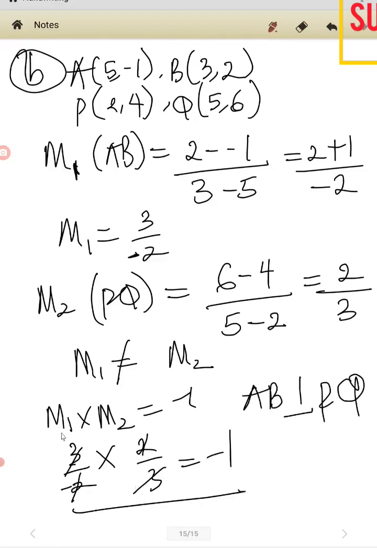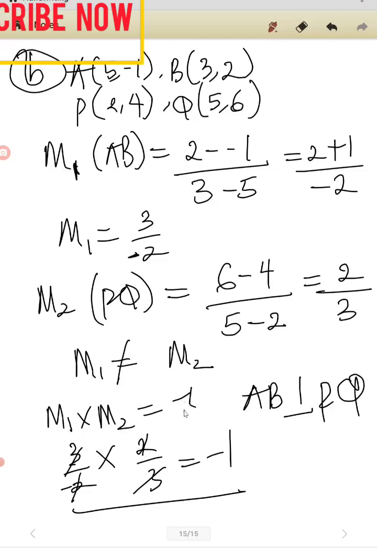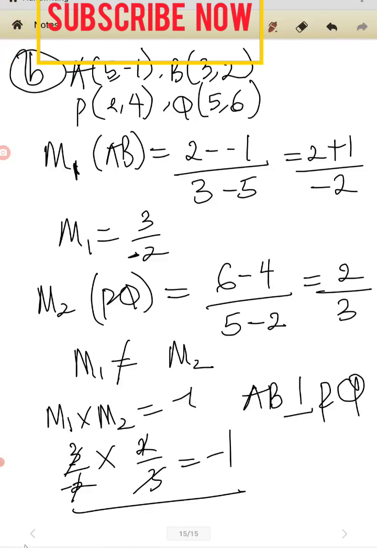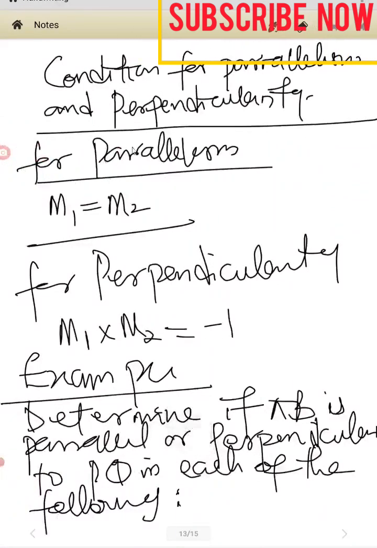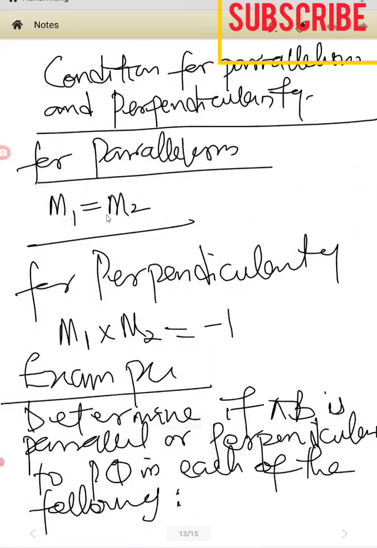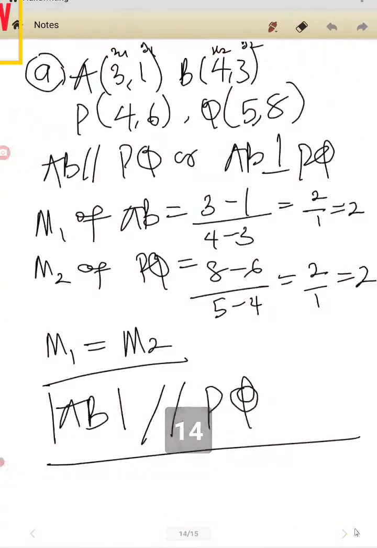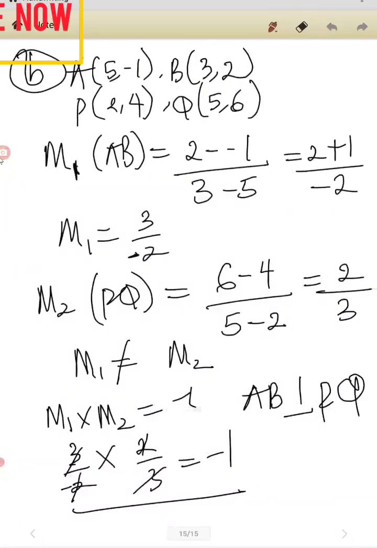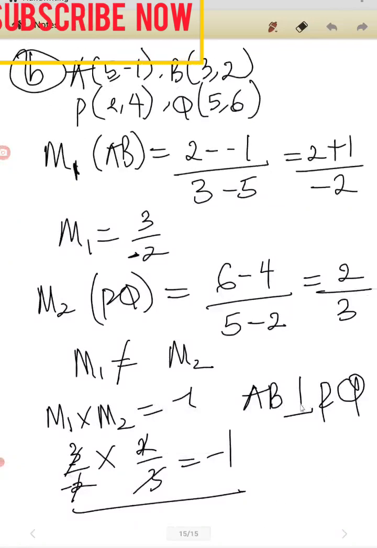How and why? Because you multiply the value of M1, that is gradient 1, by the gradient 2, it gives you minus 1, showing you that AB is perpendicular to PQ. From our explanation at the beginning and the definition of this condition, for parallelism, M1 must be equal to M2. For perpendicularity, when you multiply M1 with M2, it will give you minus 1. So in the second part of the example, which is B, we discover that the line AB is perpendicular to line PQ.